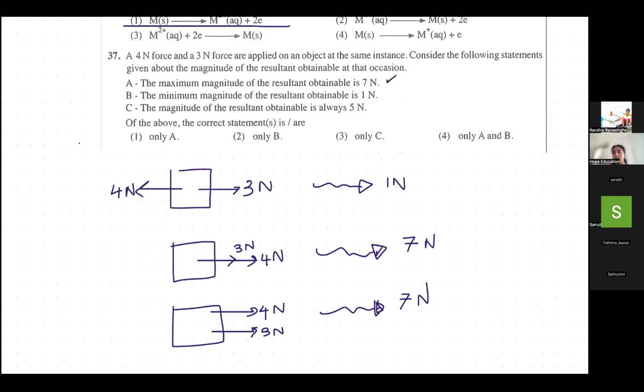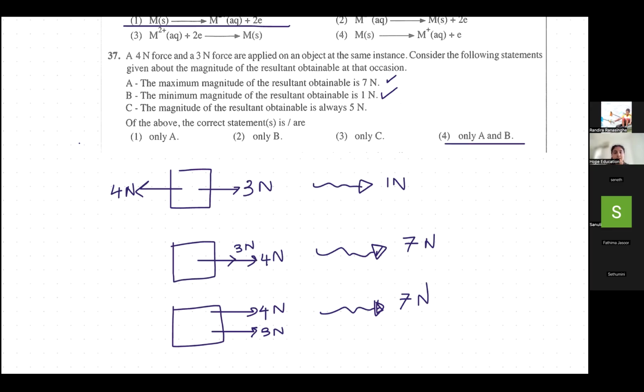Minimum magnitude of the resultant, that is 1 Newton, that is also right. Magnitude of the resultant obtainable is always 5 newtons. That is false. Always 5 newtons. Now, 1 and 7. So that is only A and B.